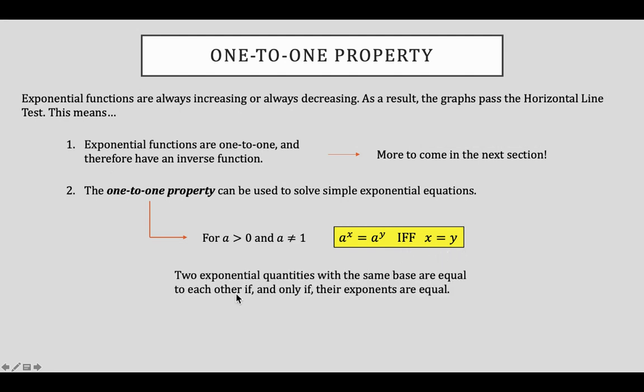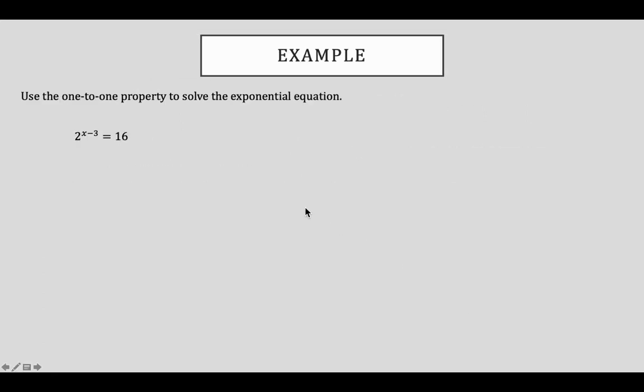In other words, two exponential quantities with the same base are equal to each other if and only if their exponents are equal. Notice, two exponential quantities with the exact same base are equal if and only if their exponents are equal to each other. And hopefully that's a little bit intuitive. Hopefully that makes sense. Well, we can use this property to help us in solving some of our exponential equations.